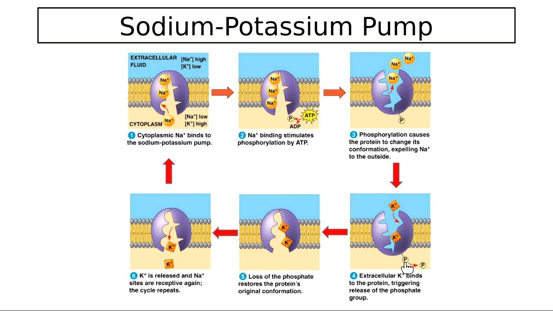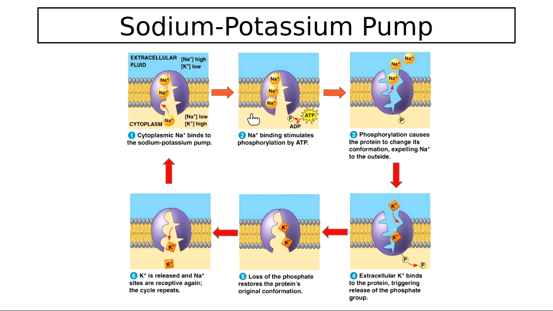So look down at this bottom right. Extracellular potassium ions bind to the protein, triggering the release of the phosphate group. So when they bind, that causes the phosphate to release, and loss of the phosphate restores the protein's original conformation. It pivots. And now look what happens. The sodium sites are now reformed and the potassium sites are deformed. Potassium is released and the sodium sites are receptive again, and the cycle repeats.